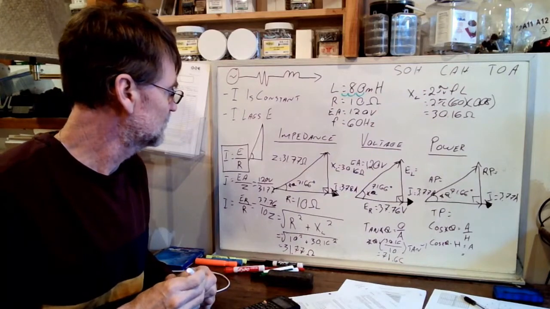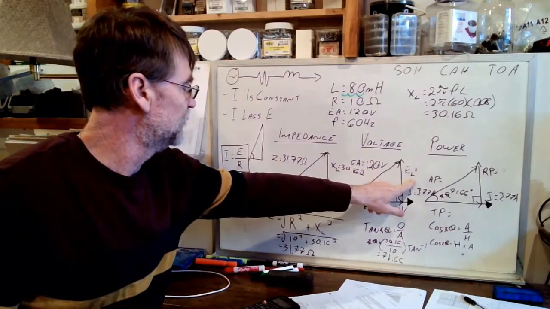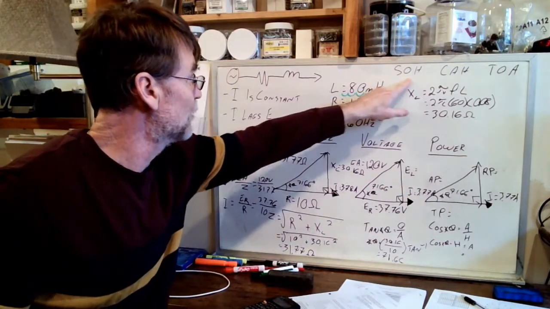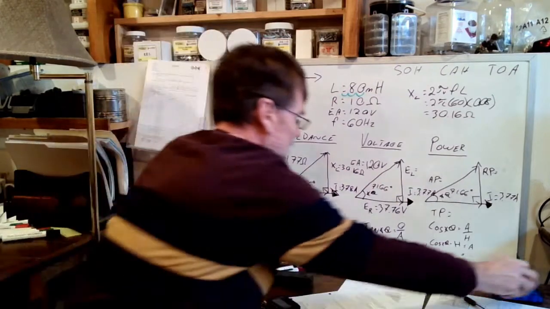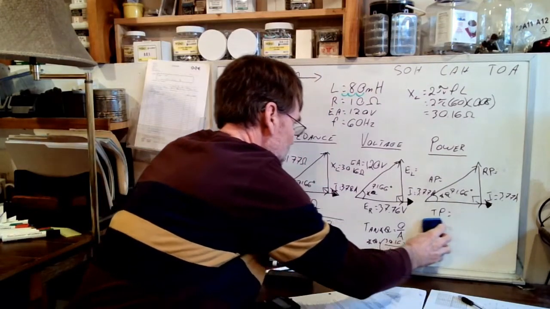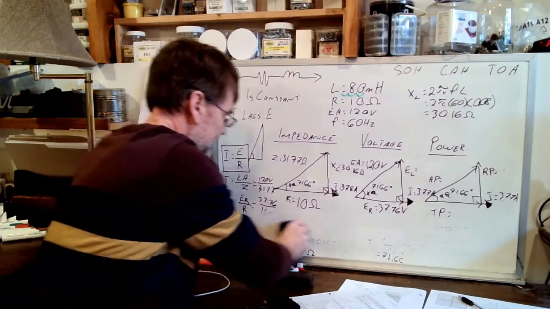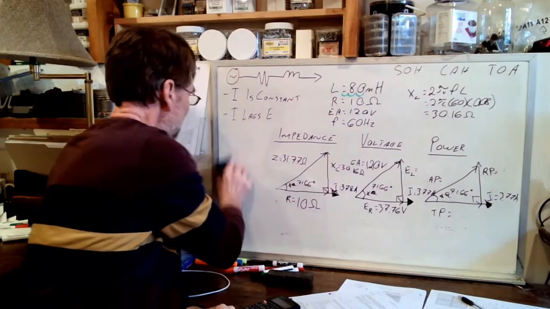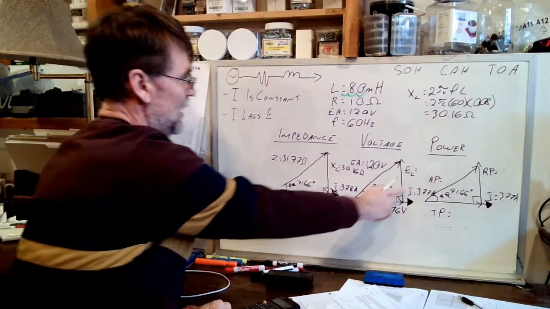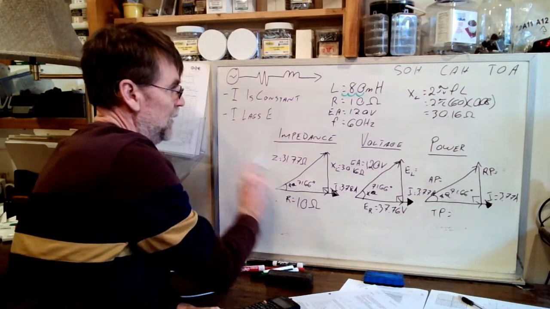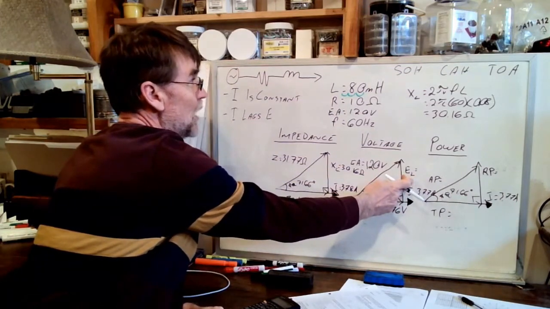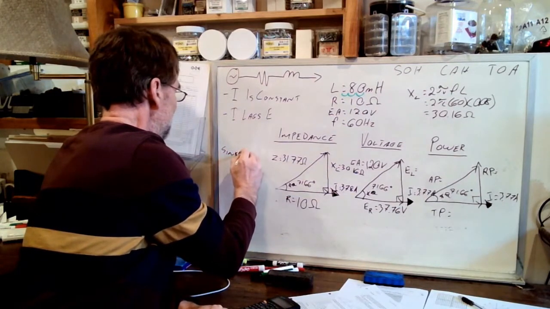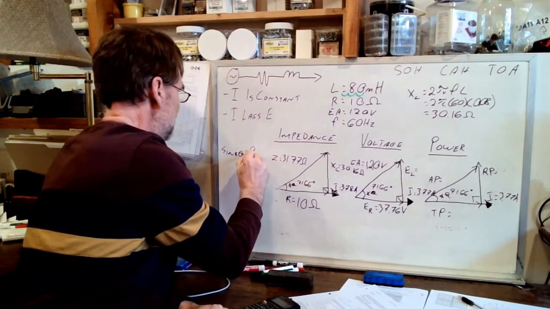Now, to calculate the opposite, we could use sine. The sine is the opposite over the hypotenuse. Let's do that quickly. I'm going to have to erase some stuff here to make room. But we could say we're trying to calculate EL. So if we want to use sine, the sine of the angle theta equals opposite over hypotenuse.